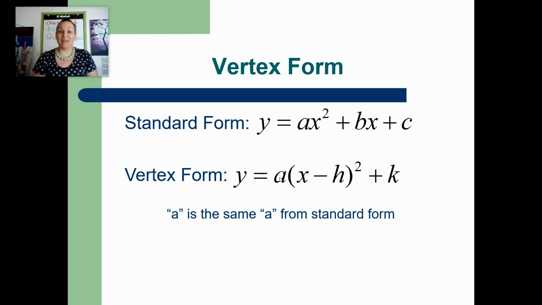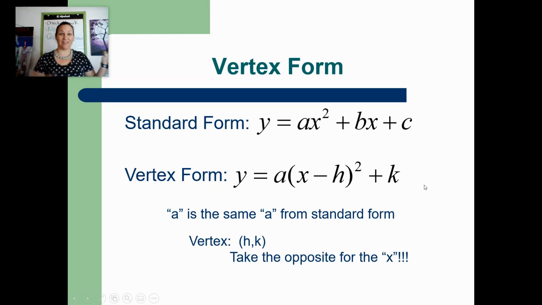The things that are new is in vertex form, I now have an H and a K. The H and the K are referring to the vertex. That's why we call it vertex form, because the actual numbers for the vertex are right in the equation. Now we have to be a little bit careful. The H is being subtracted in the original equation, which means that when you're taking it and putting it in your ordered pair, you're going to need to do the opposite sign. And I'll show you a little trick to help you with that as well if you can't remember to do that. So in theory, in vertex form, we'll be able to just stare at the equation and find our vertex.